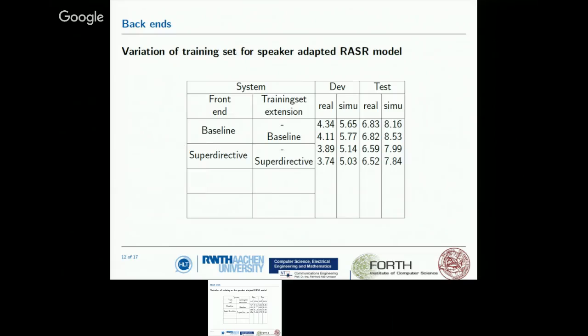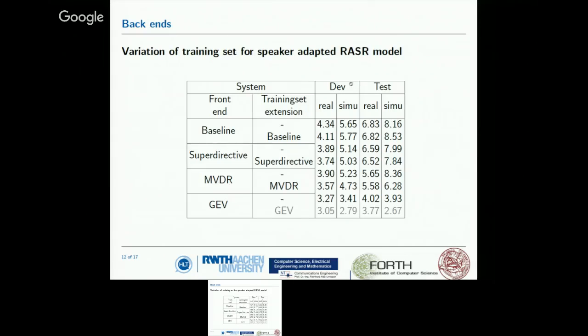The same is true for the super directive beamformer and the MVDR. I would say it gives a little better improvement, and surprisingly, on the BLSTM supported GV beamformer, it then worked quite well. Unfortunately, and that's why it's gray, this system wasn't available to us at the submission. So this is just for a complete overview.